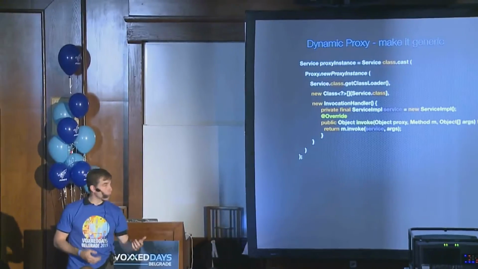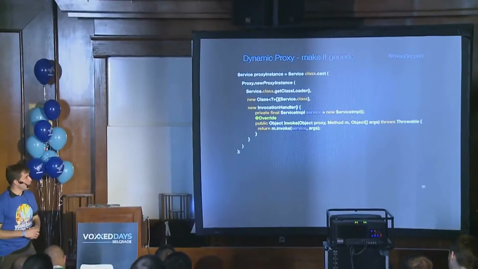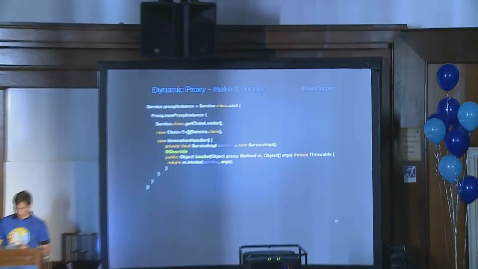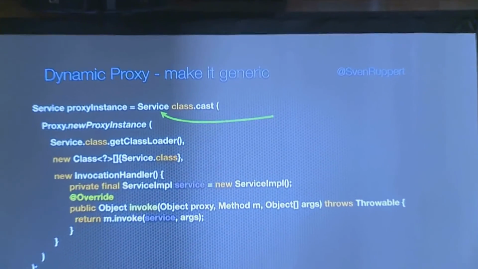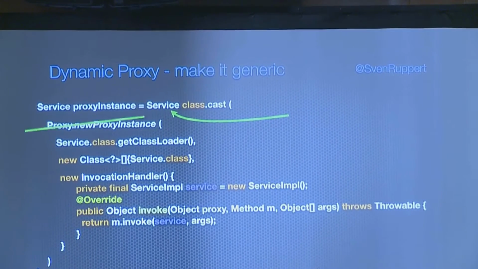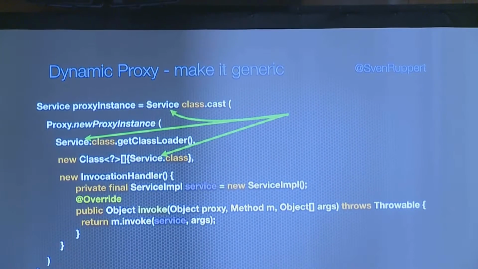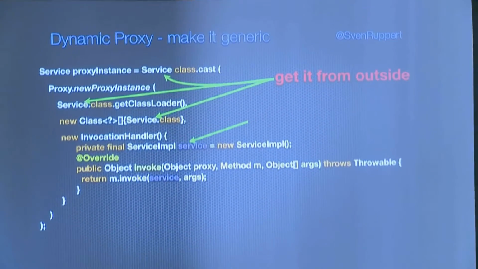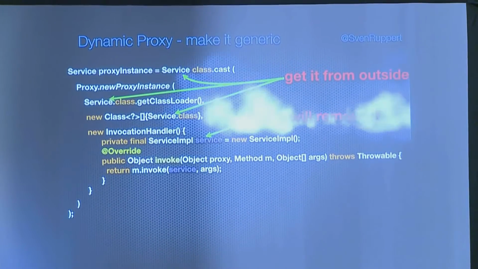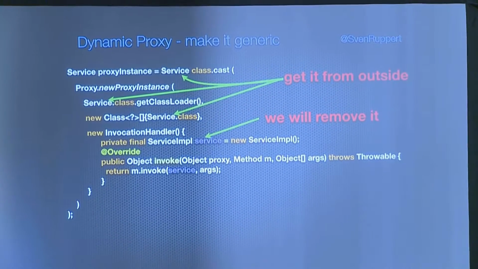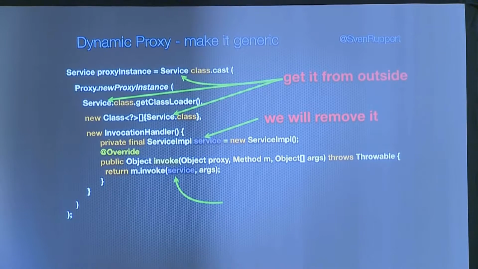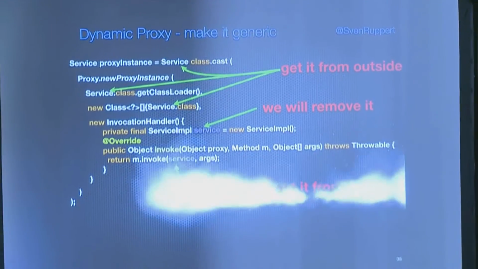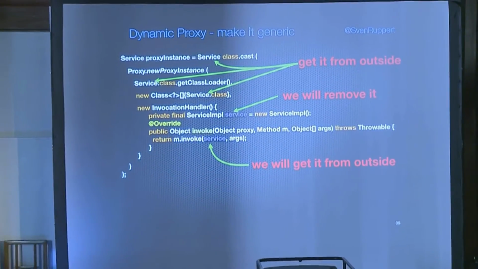So if I'm using dynamic proxy and doing it in this way, the main problem is that I have to do it for every interface, and this is quite useless. So let's say this service is a problem that I have to change, this one I have to change, and this one I have to change. I can get it from outside. Then this one I have to change. I have to remove it. Why? I will show you later. And this one, the original or whatever I want to invoke, the instance itself, I will get from outside.